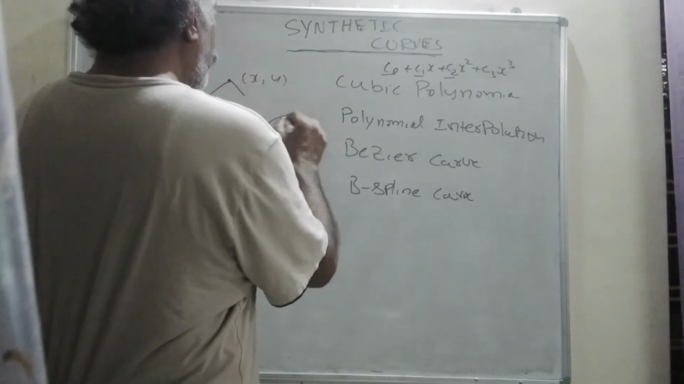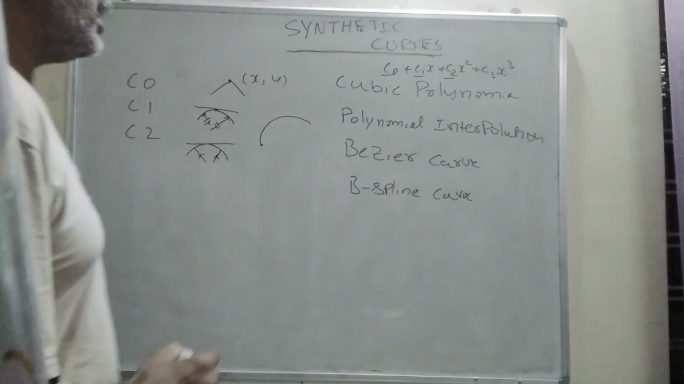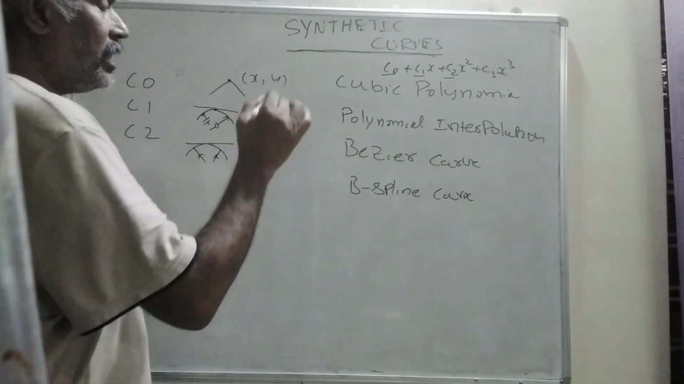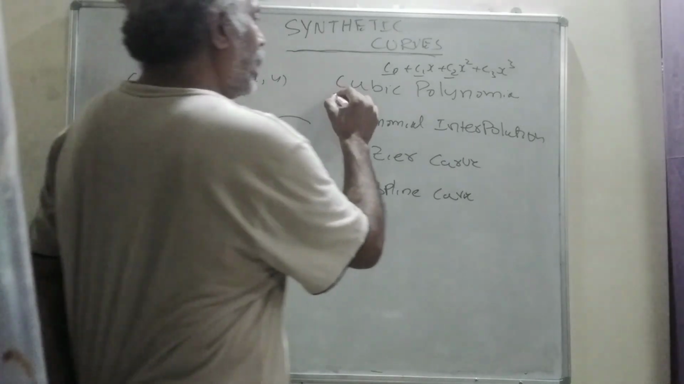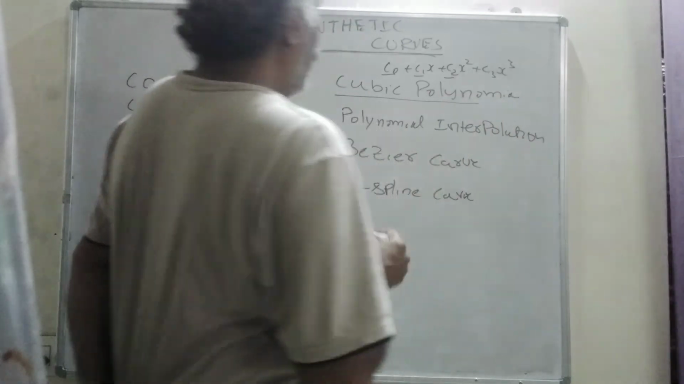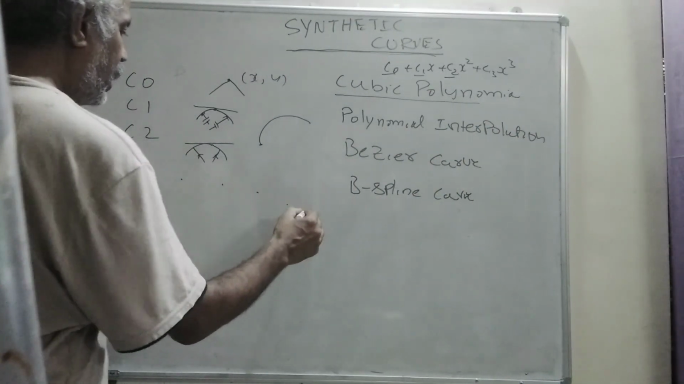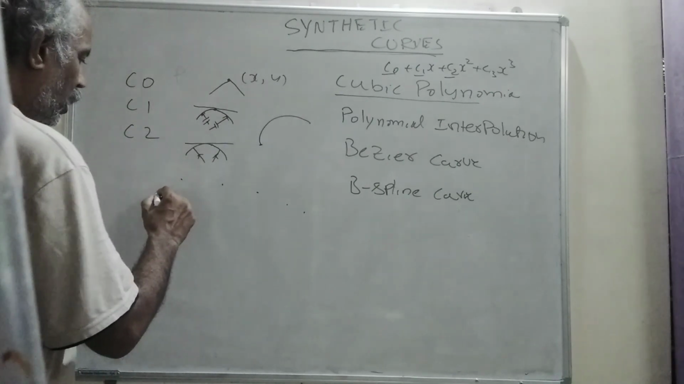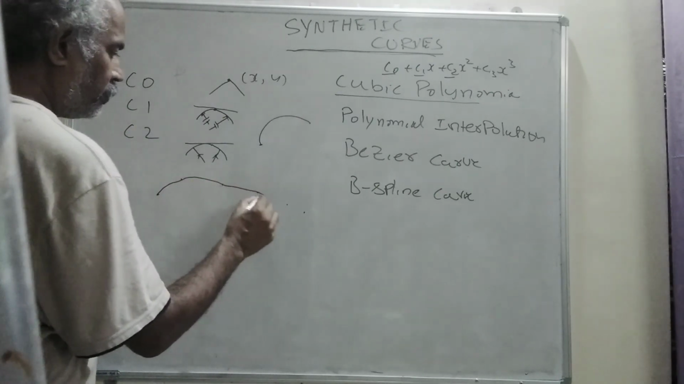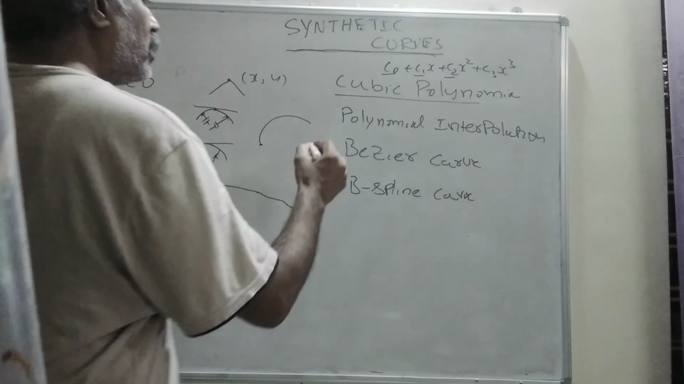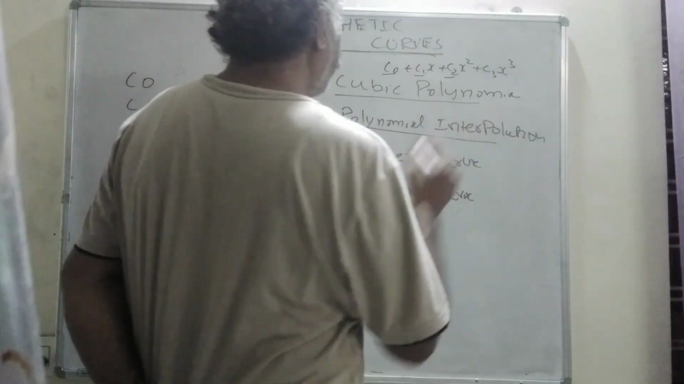A cubic polynomial can be interpolated between 2 points, and we will discuss the cubic polynomial in a separate video session. In polynomial interpolation, there are several points, and we have to draw a curve passing through all the points. For this, we have to use polynomial interpolation.